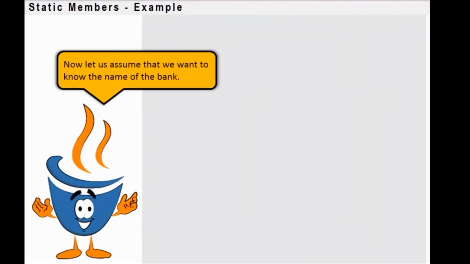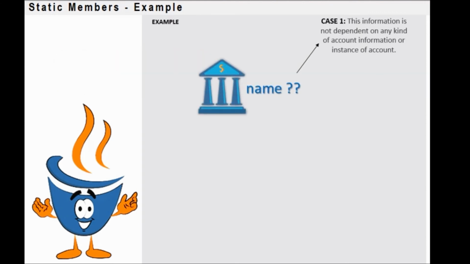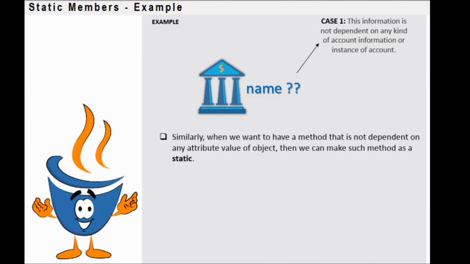Now let us assume that we want to know the name of the bank. Now this information is not dependent on any kind of account information or instance of account. Similarly, when we want to have a method that is not dependent on any attribute value of object, then we can make such method as a static.